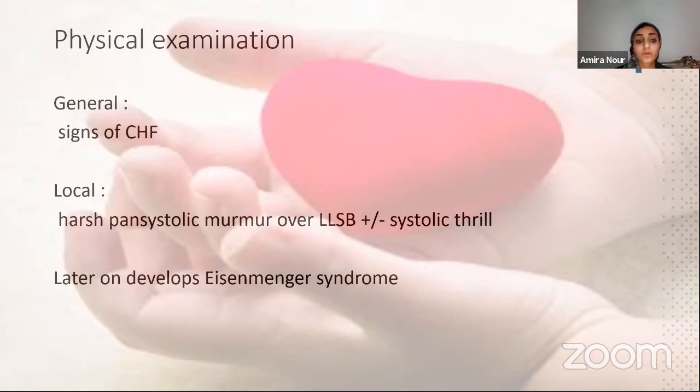And later on, the patient with a large non-restrictive VSD who is left untreated, as I said before, according to the natural history, will develop Eisenmenger syndrome with its full-blown picture in the form of central cyanosis, clubbing, desaturation, exertional dyspnea, with all its complications.